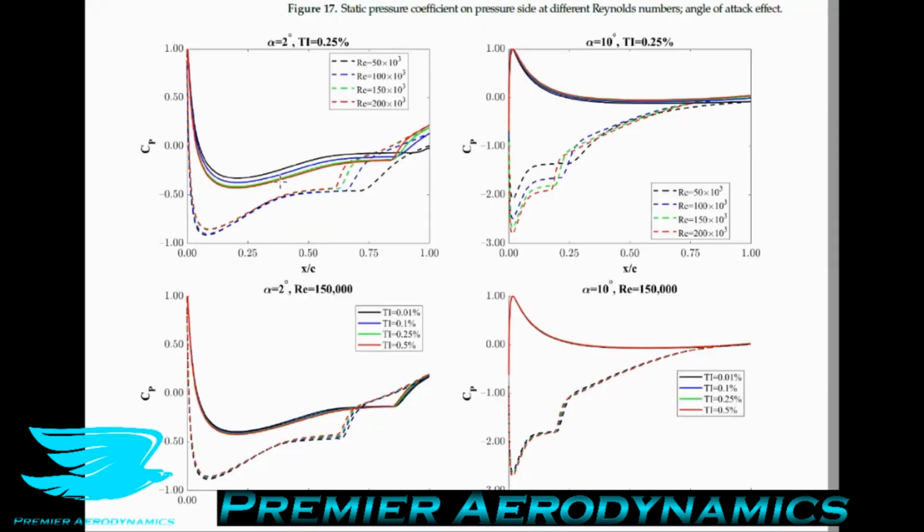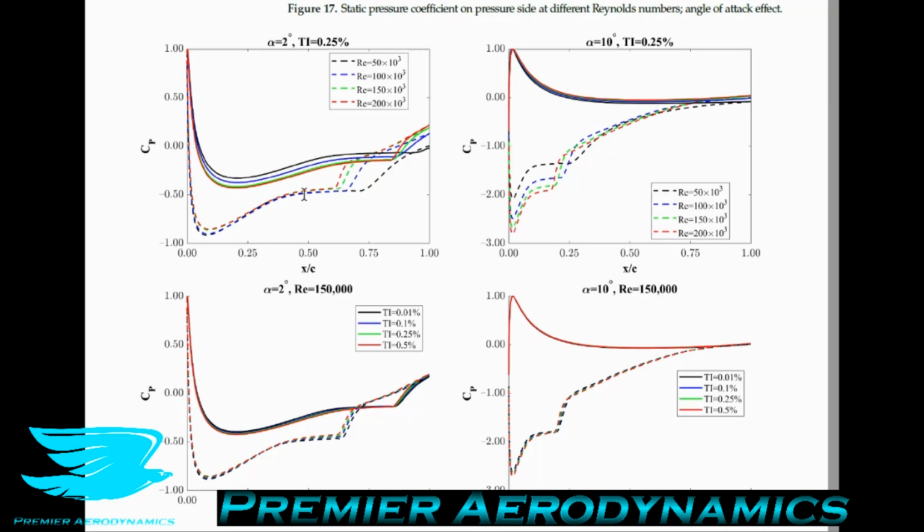So we have these plots here that range in angles of attack from 2 degrees to 10 degrees, and the turbulence intensity levels range from 0.25% up to 0.5%, depending on which graph you look at. What we have on the x-axis is the distance down the airfoil, so from the leading edge to the trailing edge. On the y-axis, we have the pressure coefficient. I should explain something else before I go into this.